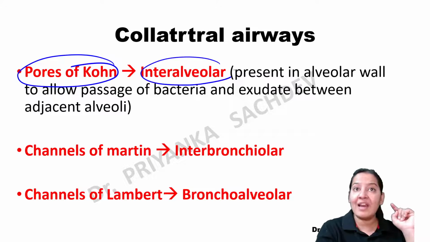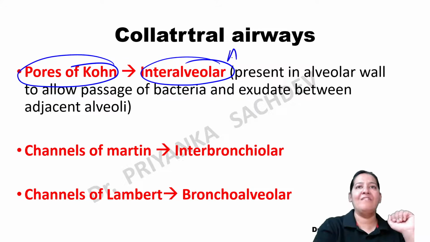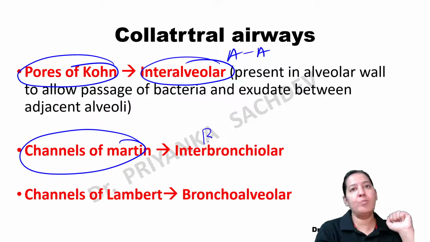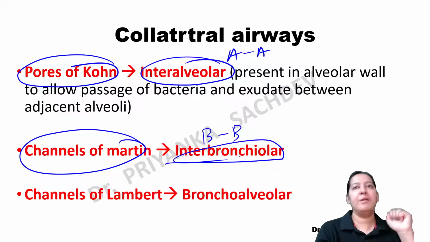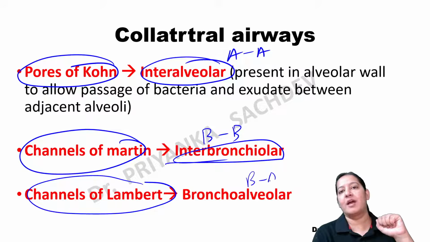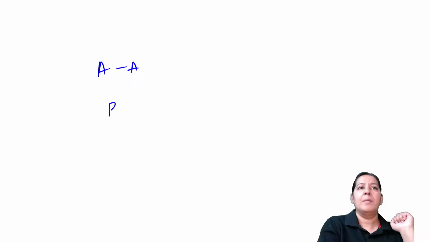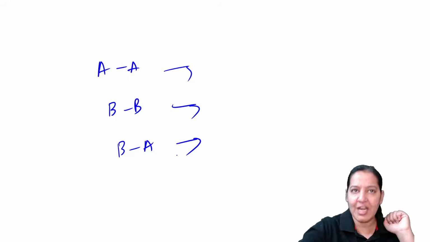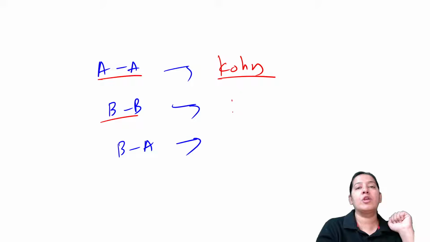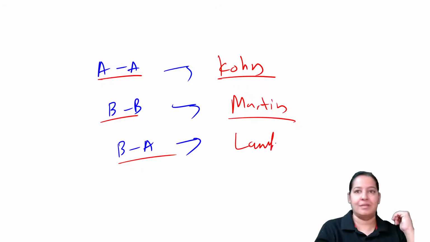So what are the pores of Cohen? Pores of Cohen are the interalveolar connection between 2 alveoli. What is the channel of Martin? Between 2 bronchioles, interbronchiolar. And what is the channel of Lambert? The channel of Lambert is bronchioalveolar, between one bronchiole and one alveolus. Give me a thumbs up. So alveolar, bronchiole, bronchioalveolar: tell me the three names. Alveolar is Cohen. Bronchiole is Martin. And bronchioalveolar is Lambert.